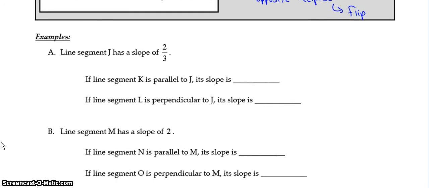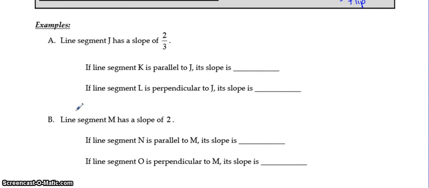So in this case, line segment J has a slope of 3 over 2. So if you have line segment K, which is parallel to J, its slope is going to be equal, which is 3/2. And if line L is perpendicular to J, its slope, we have to do the opposite reciprocal, which means you have to change the sign. So this is positive, you're going to change it to negative, and you're going to flip it upside down. Instead of 3 over 2, it's going to be negative 2 over 3.